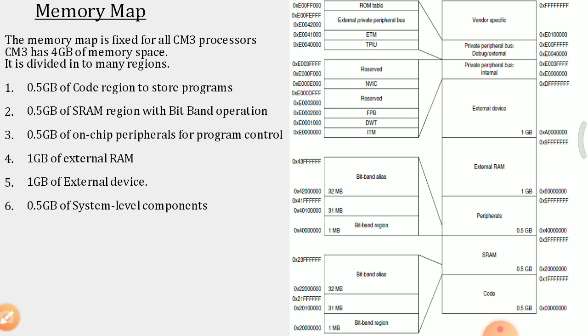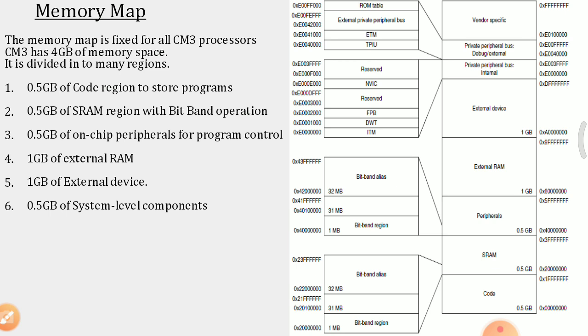After this we have the last region, 0.5 GB of system level components. It involves not only system level components, but also internal peripheral buses, external peripheral buses, and some vendor specific system peripherals. We can elaborate this further.